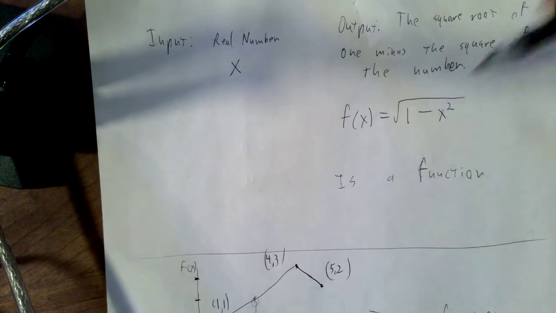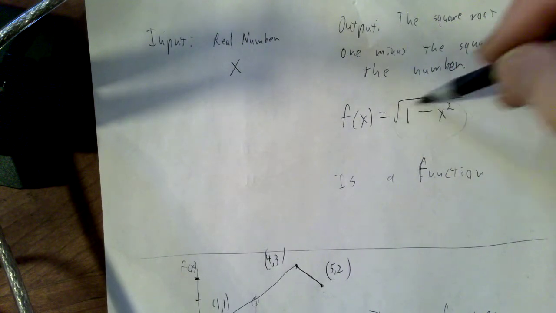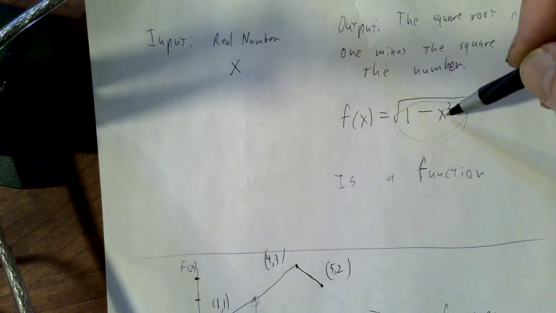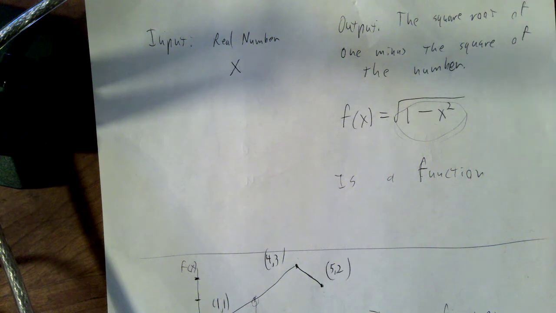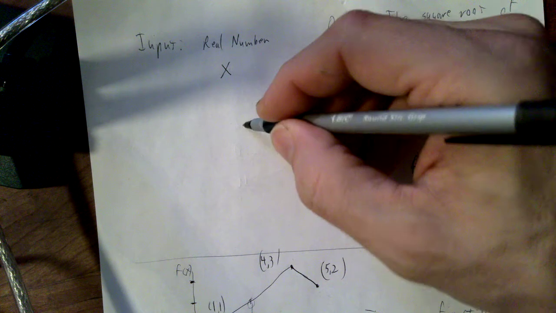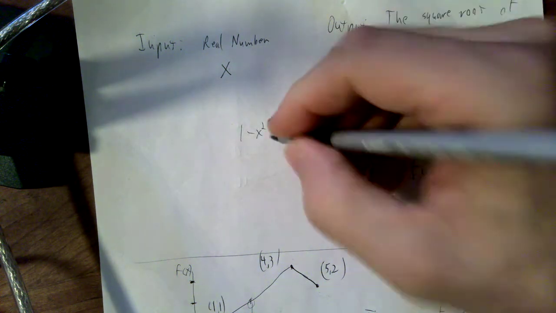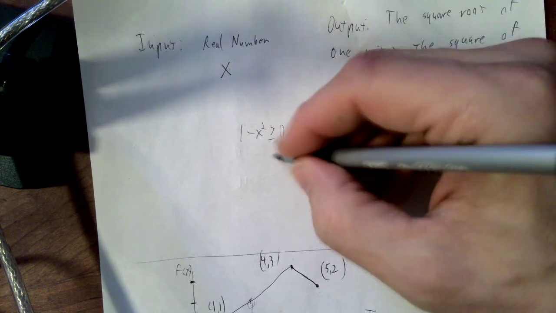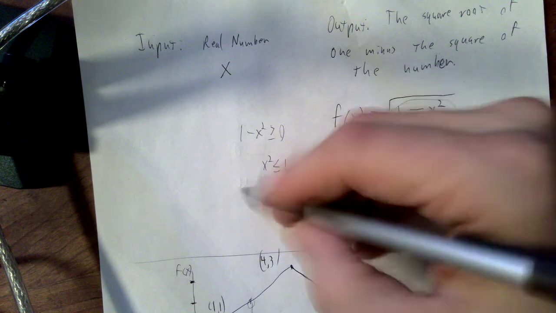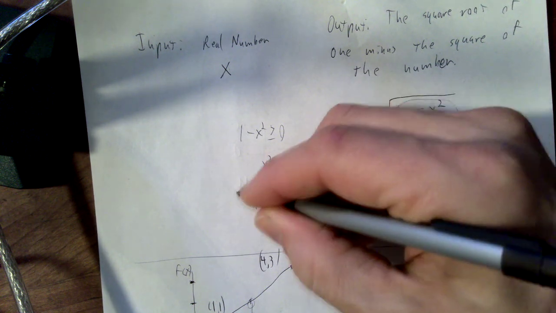So something like this is only going to result in a real number if the thing inside of the radical is non-negative. So in order for this to end up as a real number, and we're only looking at this as a function of real numbers, we need 1 minus x squared to be bigger than or equal to 0. So we need x squared to be less than or equal to 1. This happens when x is between -1 and 1. So the interval would look like this.